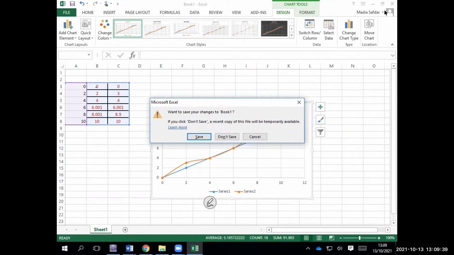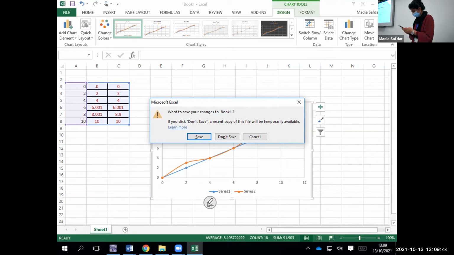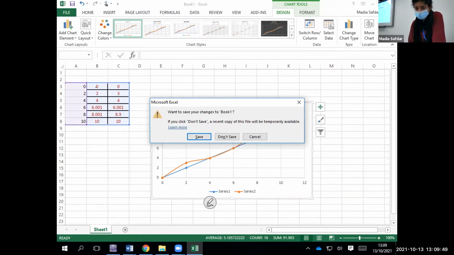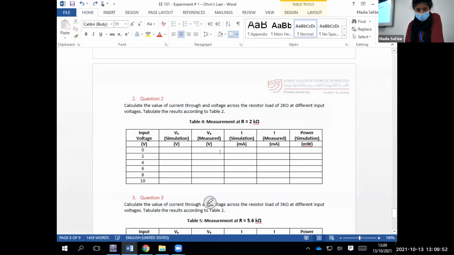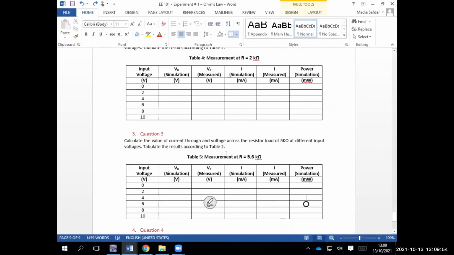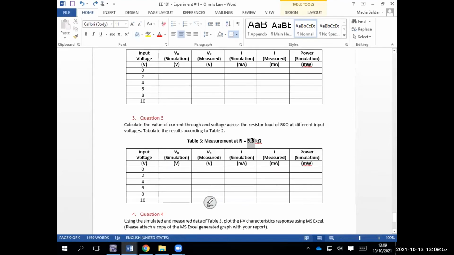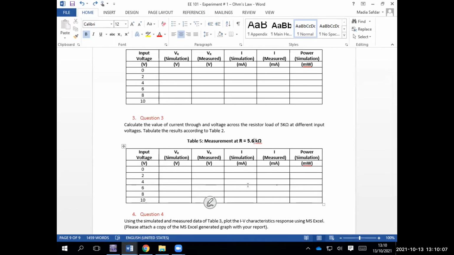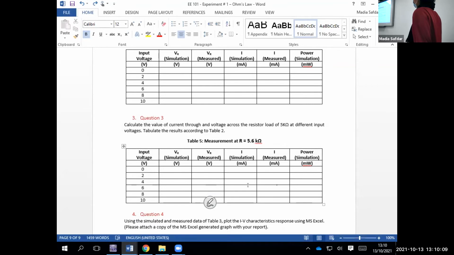Miss, question 3. Is the resistor 5.6 or 5? I have 5. We have 5, but make it 5.6. Thank you, teacher. Doctor, but we did the table and the figure with 5 only. It's okay, no problem. Put it 5.6. Thank you. Bye bye.